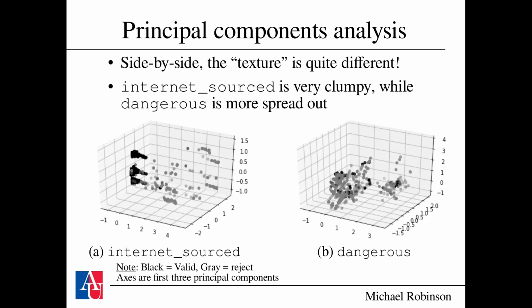If you run principal components analysis on the two data sets, here's what you get. I've marked the valid files in black and the rejected files in gray. You can see the texture is quite different. The internet sourced set is very clumpy, and the dangerous set is more spread out. I have a going hypothesis, and we're deep in the research to figure out if this is true, that clusters correspond to separate tool chains, i.e. perhaps one of these clusters is Adobe's official Acrobat, perhaps one of them is PDF LaTeX, perhaps another is OpenOffice, I don't know. Still very active. But this suggests that there's a lot of structure present in these matrices.